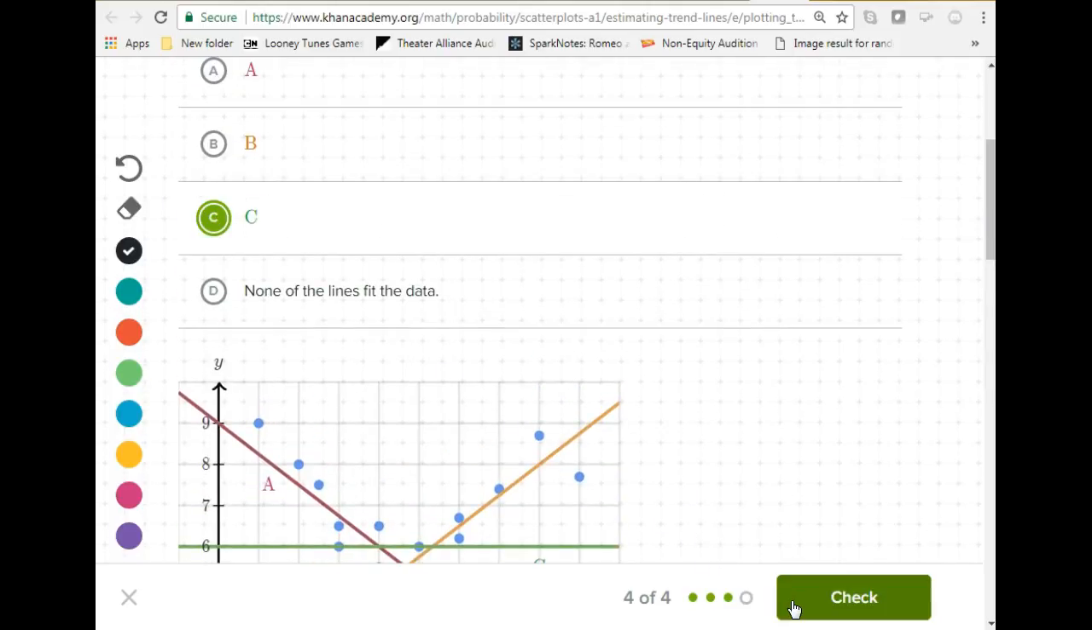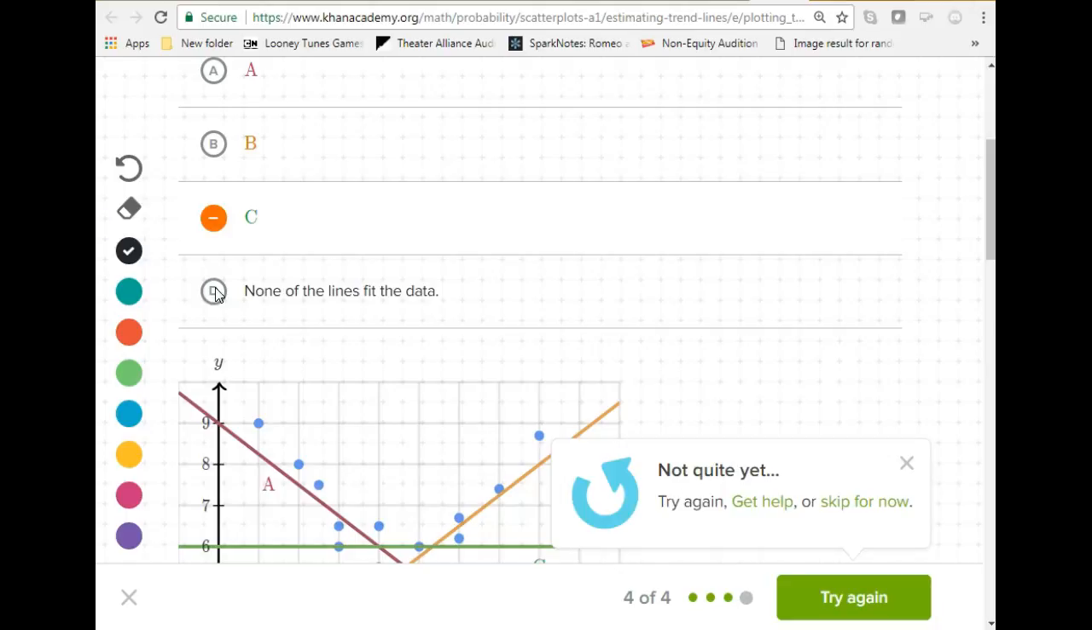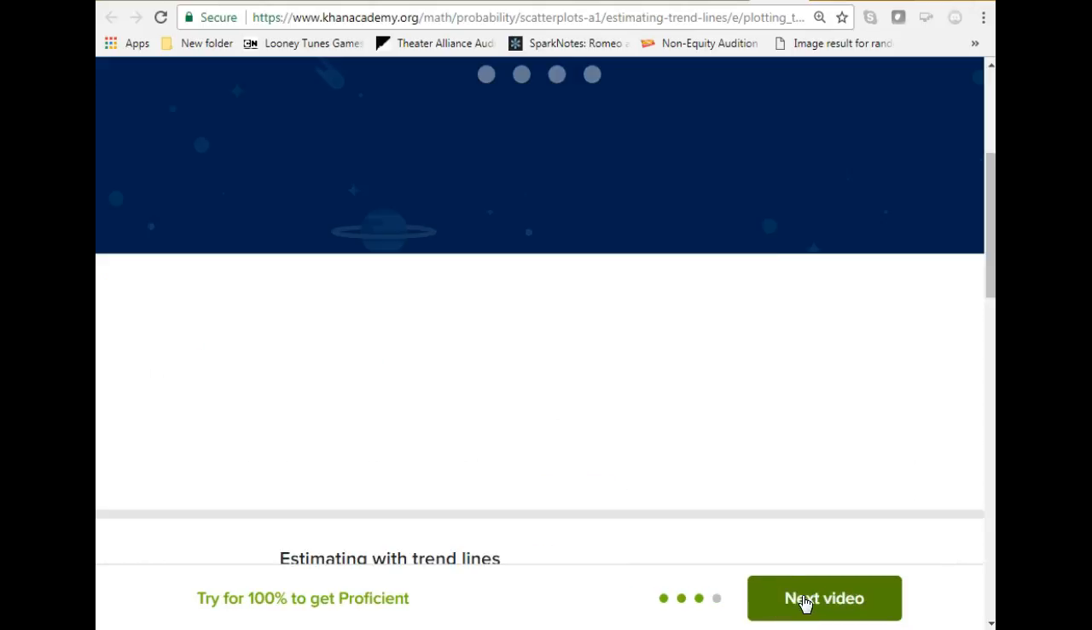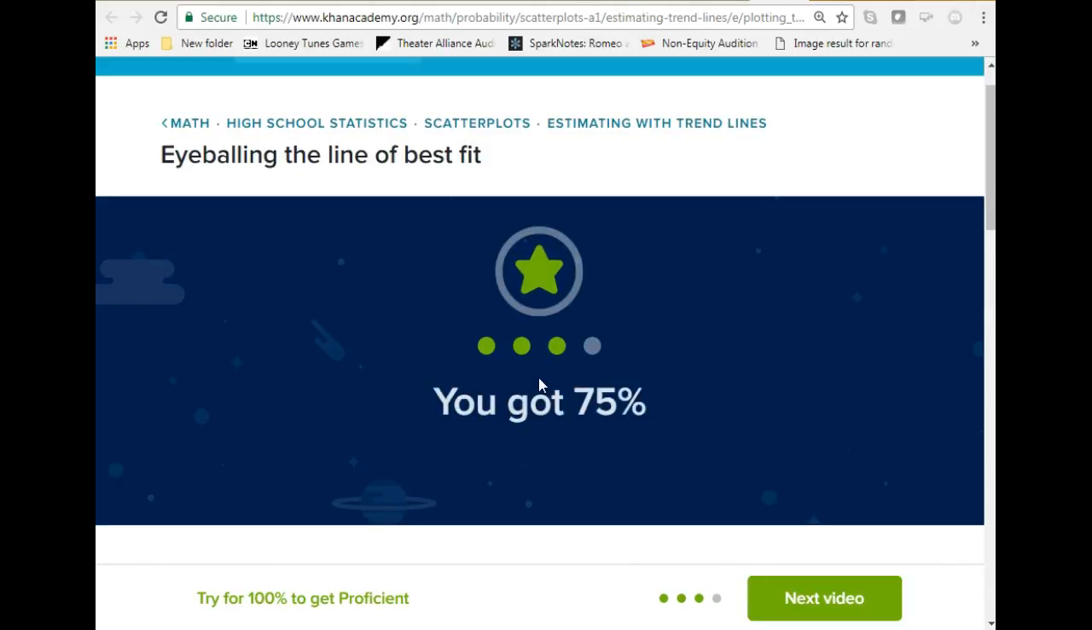If I'm not right, it'll correct me. It's pretty much no correlation, so we got it. It's a 75%, but that's not bad. If you see a 75%, don't feel bad.